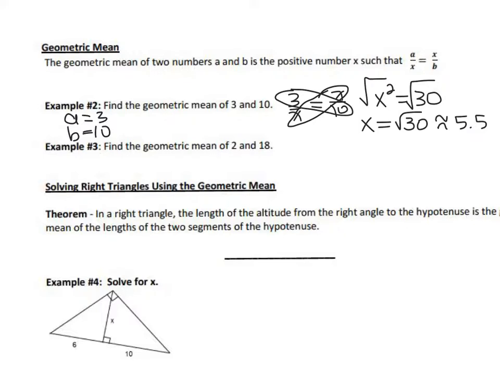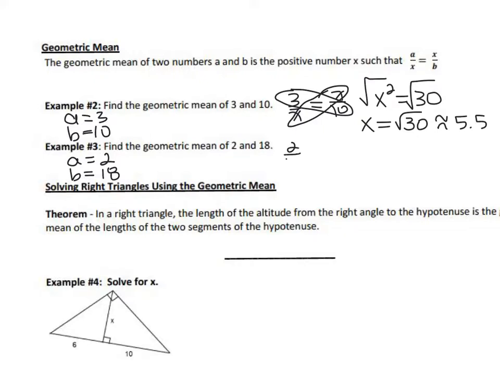So now we want to find the geometric mean of 2 and 18. So we can let a equal 2 and b equal 18. Now it doesn't matter which one you choose to be a and which one you choose to be b, but typically the first number is a and the second number is b.